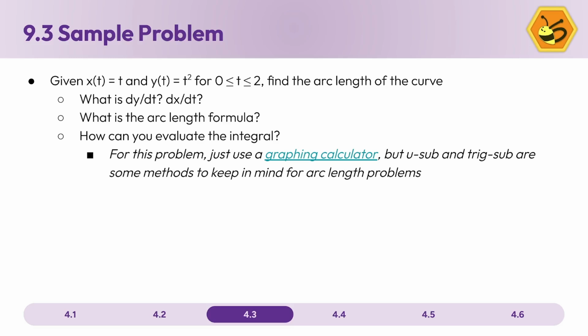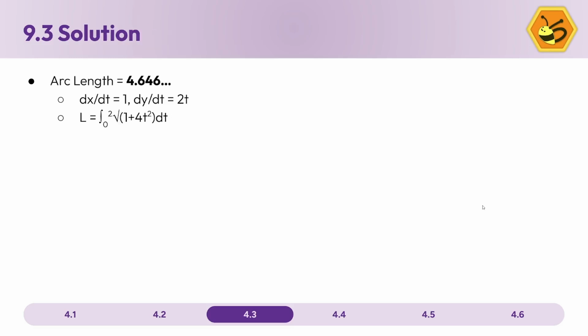Okay, I'm just going to show the answer because this is more of an exercise in whether you remember the formula and can plug into your graphing calculator. So yeah, we first take the derivatives dx dt and dy dt, then we can plug into our formula. So 1 squared plus 2t squared. In other terms, that's 1 plus 4t squared.